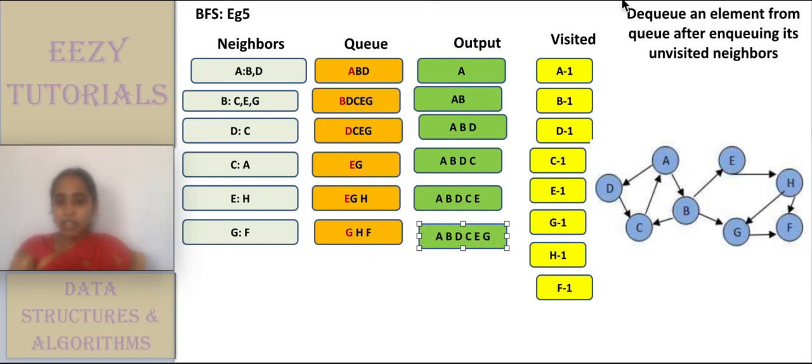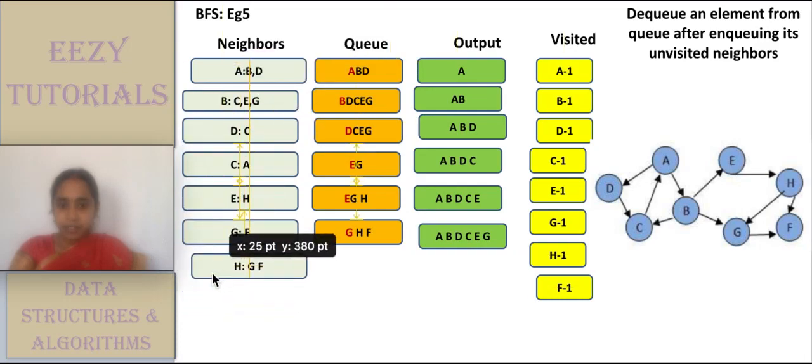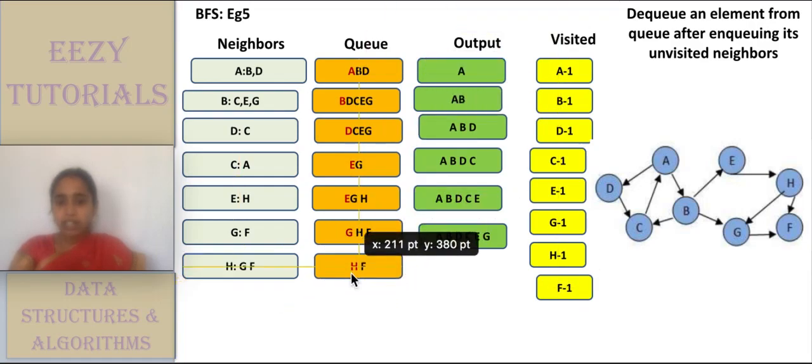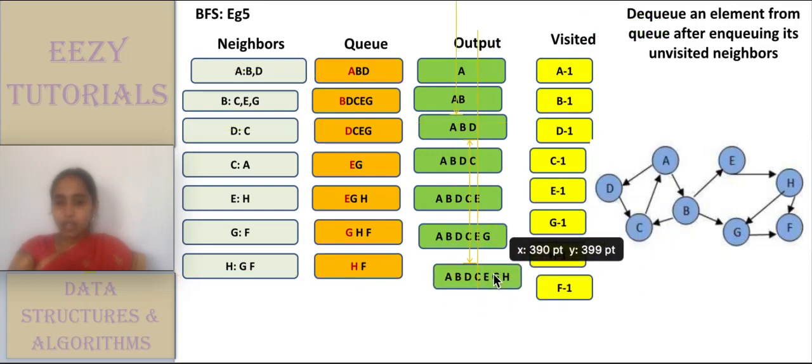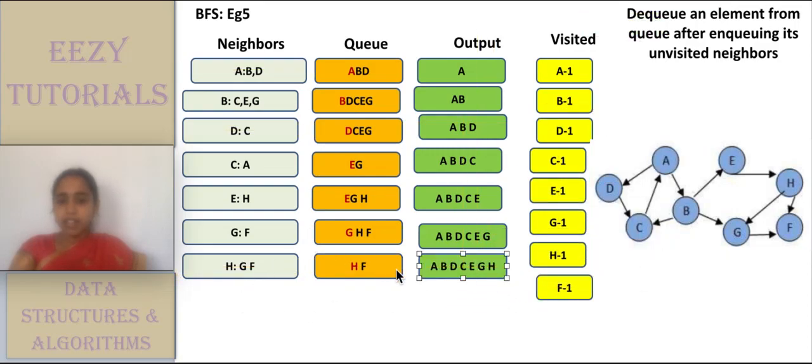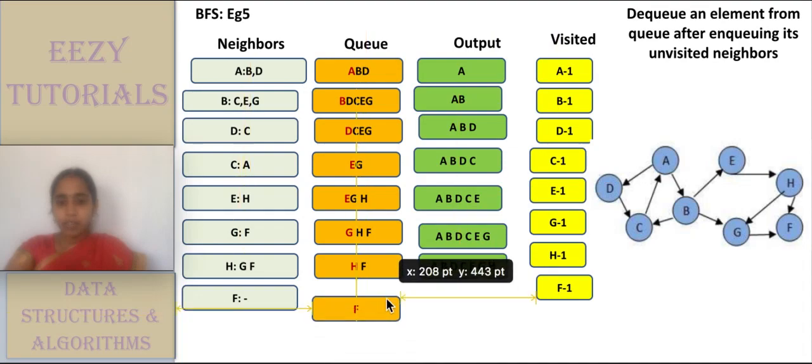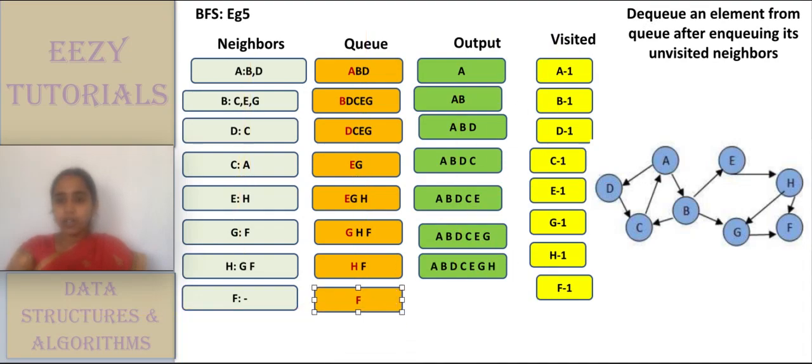Now the neighbors for H are G and F. I am checking the visited status. G is visited, F is also visited, so I don't want to enqueue anything. I can dequeue H to the output screen. Now the front element left is F. F does not have any neighbors, since there is no outward arrow from F. So you need not enqueue anything. You can dequeue F to the output screen.